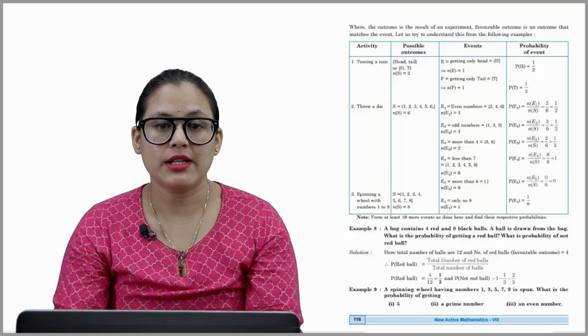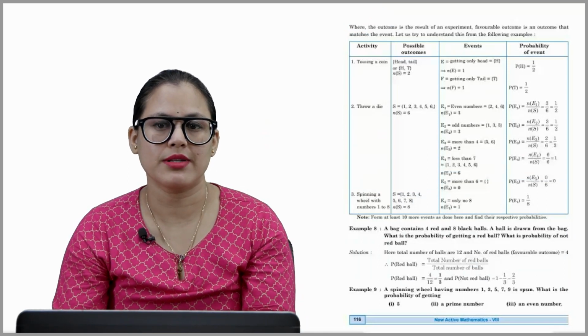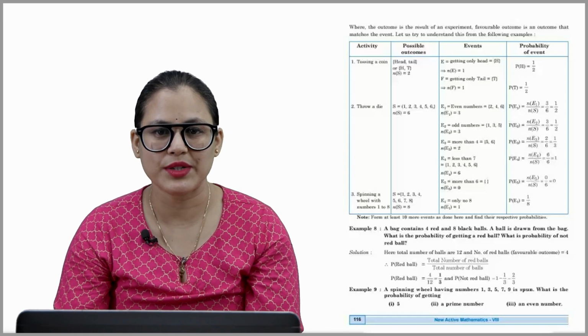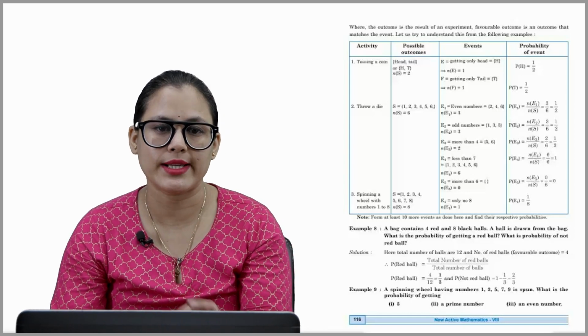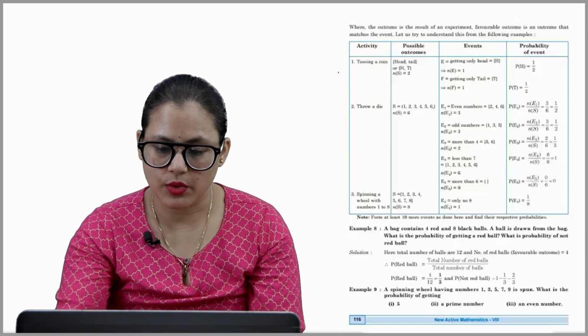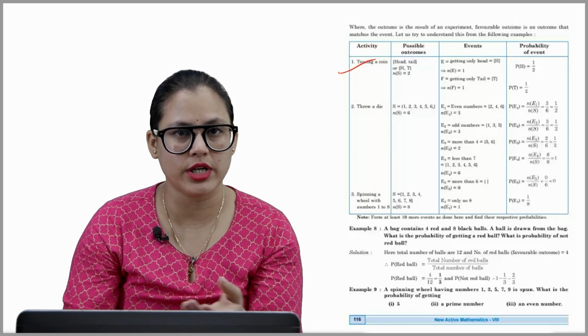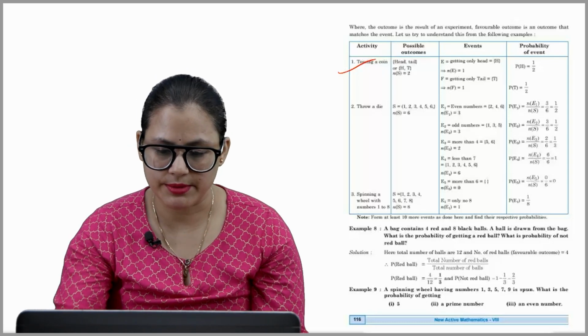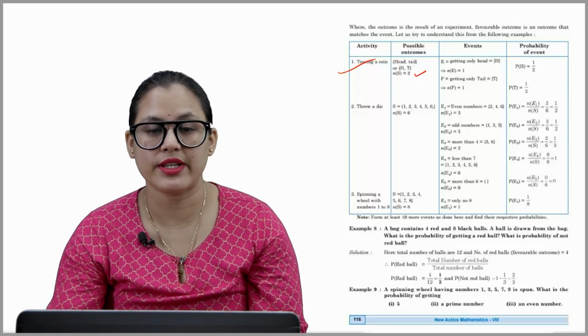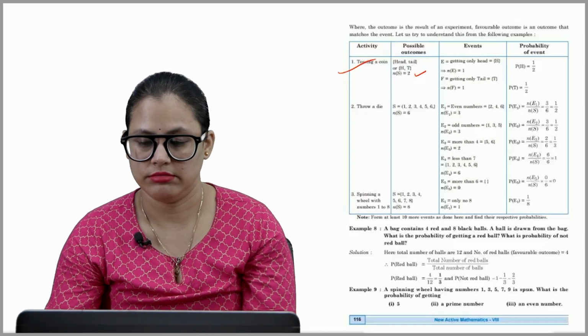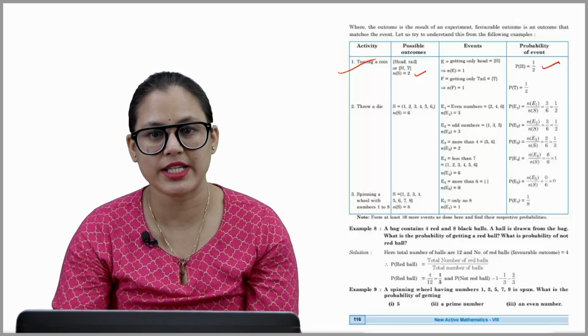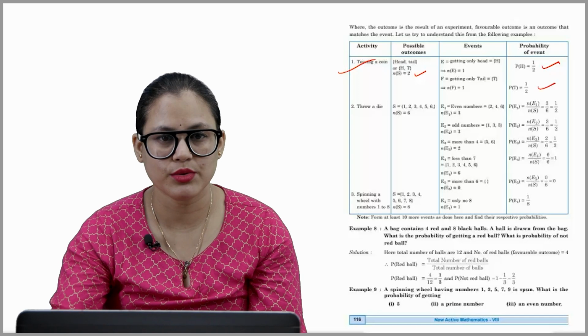The outcome is a result of an experiment, and a favorable outcome is an outcome that matches the event. Let us try to understand this from the following example. Tossing a coin. What are the possible outcomes? Either it will come head or it will come tail. So, possible outcomes are 2. Getting only head, 1 by 2. Getting only tail is 1 by 2.